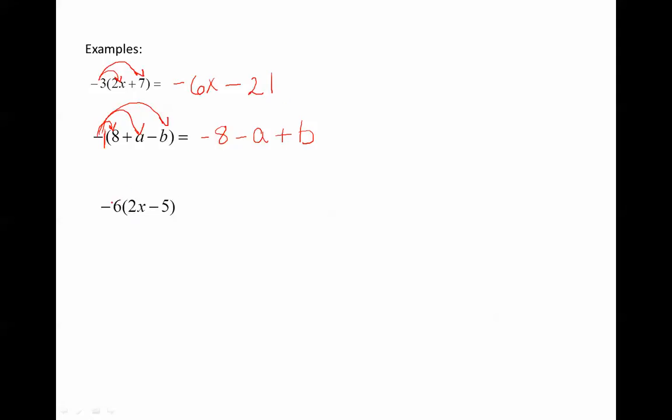And one more example, if you have negative 6 times (2x minus 5). Just multiply your negative 6 times your 2x, and that gives you negative 12x. And then do negative 6 times negative 5. Now since you're multiplying a negative times a negative, it's going to be a positive. So put plus, and 6 times 5 is 30. So it would give you negative 12x plus 30. And that's the distributive property.